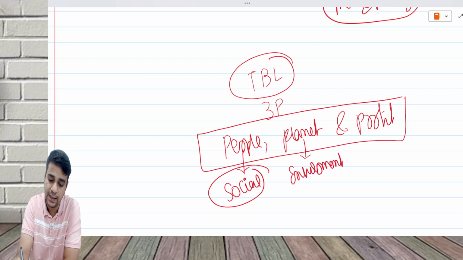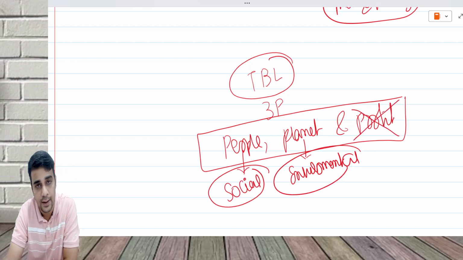Profit does not come in the ESG framework. Profit is the final result which you generate. There's something called governance. What is governance? It is the corporate governance standards. How are you managing the company? Are you doing things ethically or not?